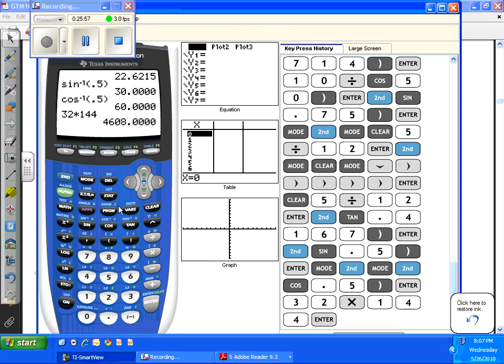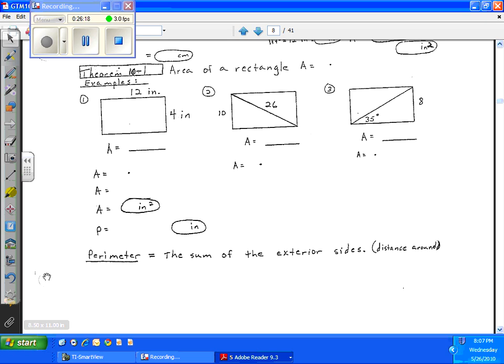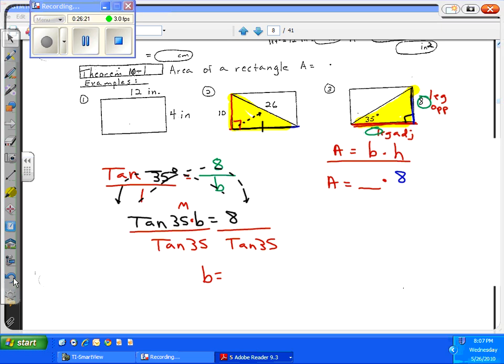So I'm going to do 8 divided by tangent 35, which is 11.43 if I round right there. That's 5 or more, so you add 1, 11.43. So my base is 11.43 rounded to 2 decimal places.